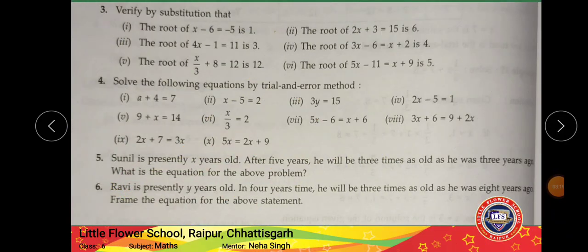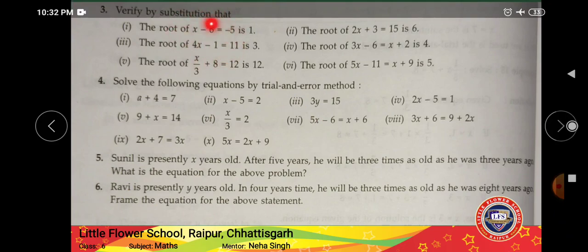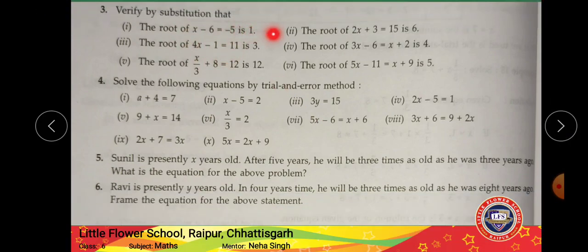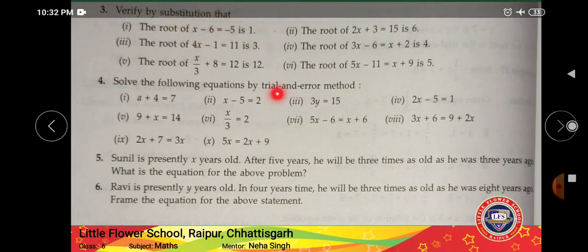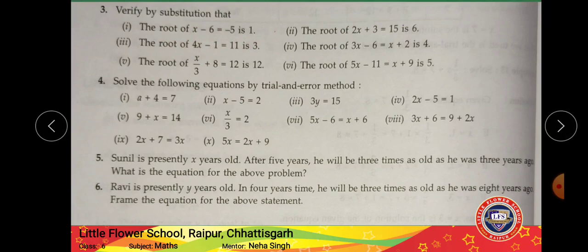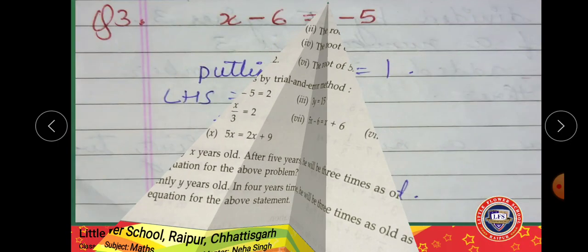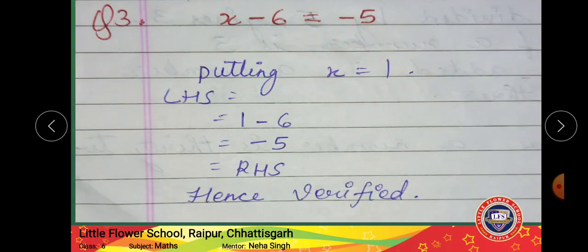So moving on to the third question: verify by substitution that. Now see, the equation is given, and you need to verify the equation by substitution. So what you have to do for substitution: you will put the value, the root, of x minus 6 equals minus 5 is 1, which means you will put the value 1 in place of x, the variable given, and you will solve. So first question: x minus 6 is minus 5. In place of x we will put 1 because it is given that the root is 1.